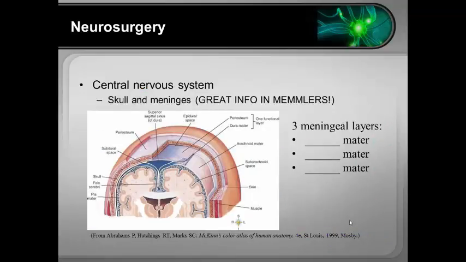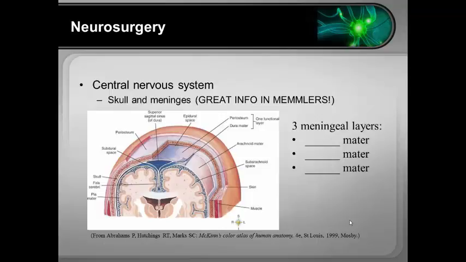Below our skull, we find the layers that further protect our brain, known as the meninges. The meninges are found underneath the periosteum, beginning with the outermost layer, the dura mater. The dura mater consists of very dense fibrous tissue. Below the dura mater is the arachnoid mater.